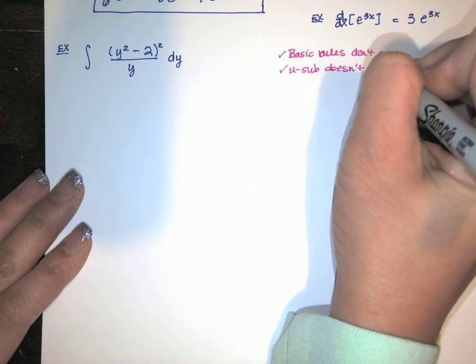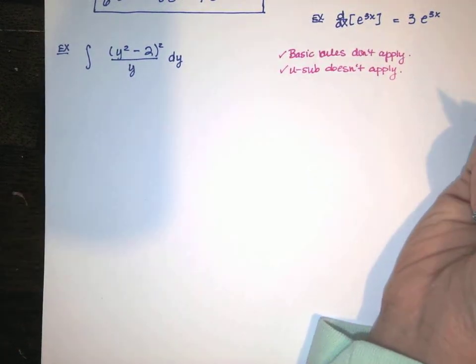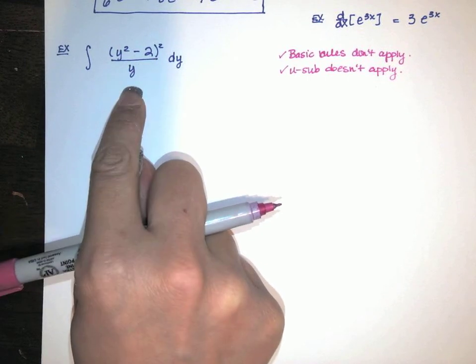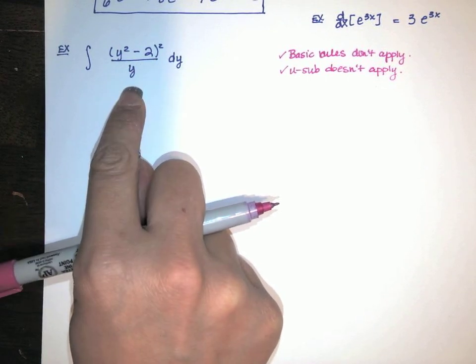Now in a problem like this, I've seen many students try to apply it. They say, are you sure it doesn't apply? That should be my u. What's the derivative of that? It's 2y, right? And there's a y right there, so why doesn't it work?